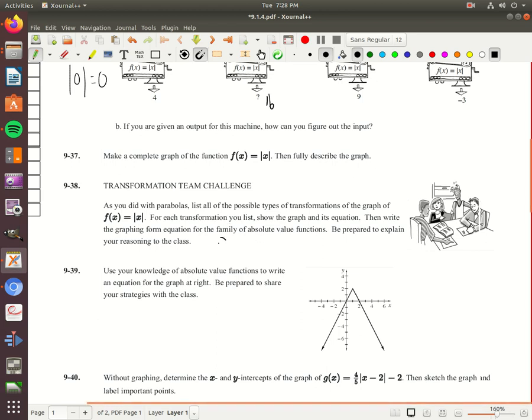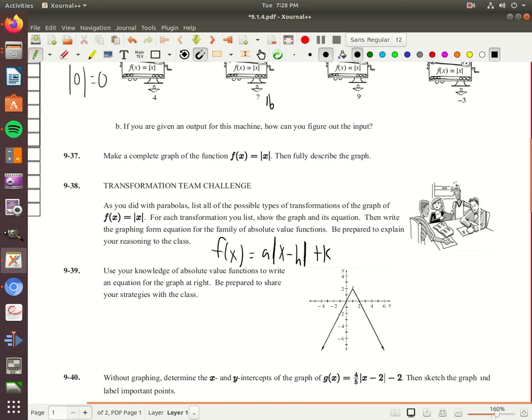So again, we will say f of x equals a absolute value x minus h absolute value plus k. So instead of putting parentheses with the square sign, we're going to put an absolute value, and then we'll know what's going on here. So use your knowledge of absolute value functions to write an equation for the graph at right.